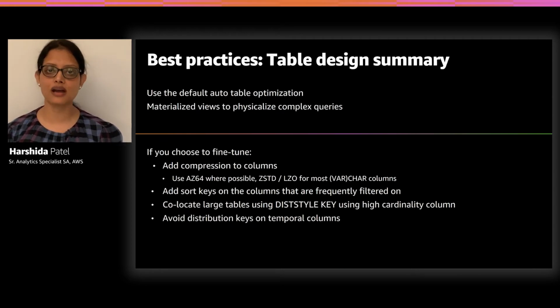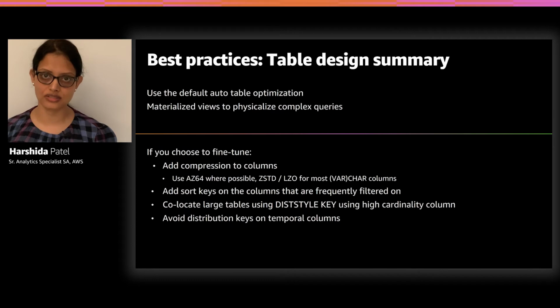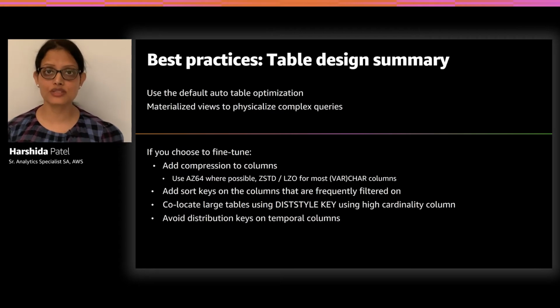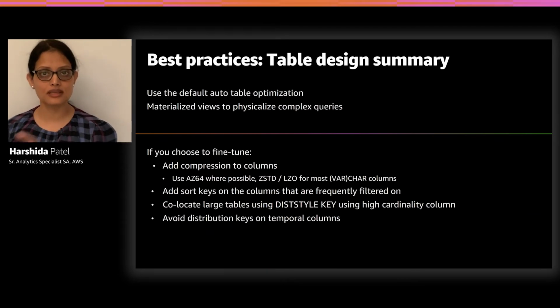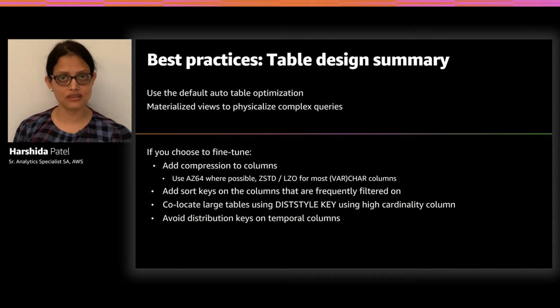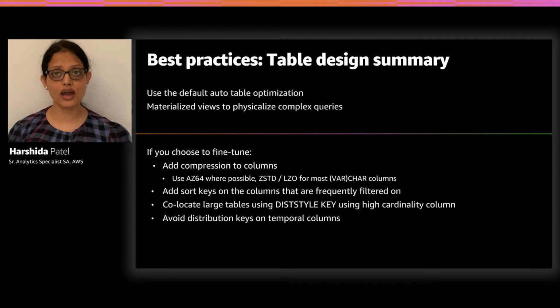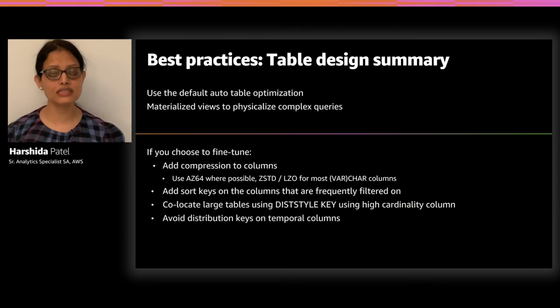To summarize all the concepts together, if you're embarking on your journey on Redshift or you have a new workload, start with auto table optimization. Use materialized views to physicalize your complex queries. And if you choose to fine-tune, apply compression on the columns. When you're working with sort keys, start with a low cardinality first column in the sort key, for example, a date column. When you're distributing your data using distribution style key, start with a high cardinality column, which will allow you to spread the data across the compute nodes.